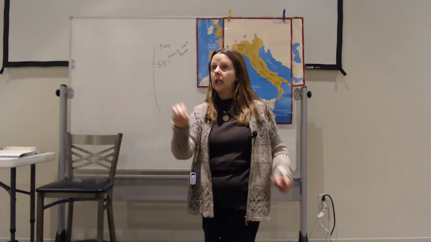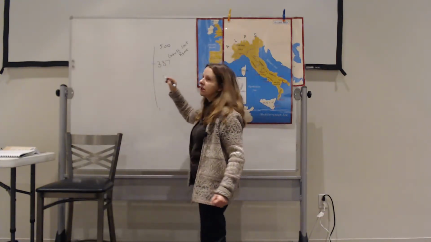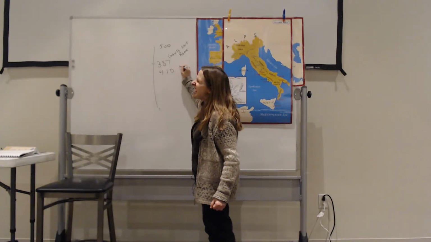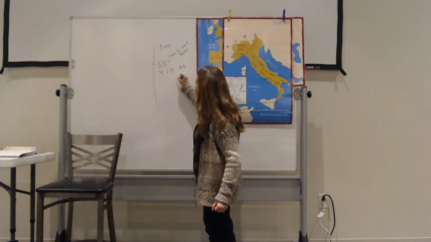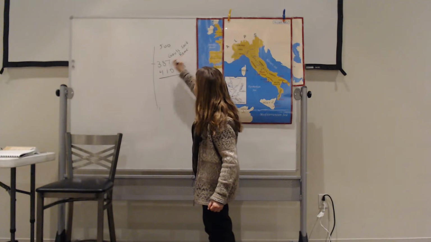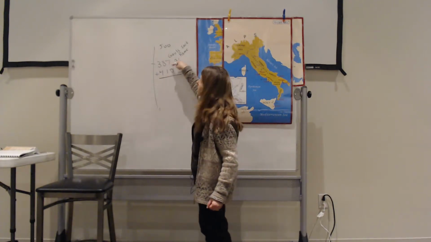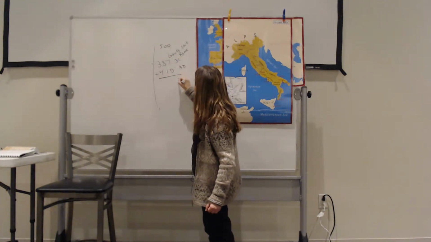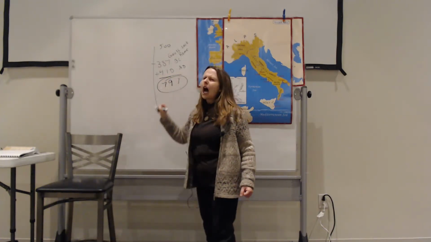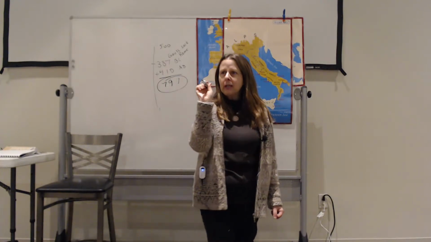Rome is not going to be sacked again until 410 AD. I told you. So this is BC, so we have to add these together, because this is years before, this is years after. 797. Almost 800 years are going to pass before Rome gets sacked again by anyone.